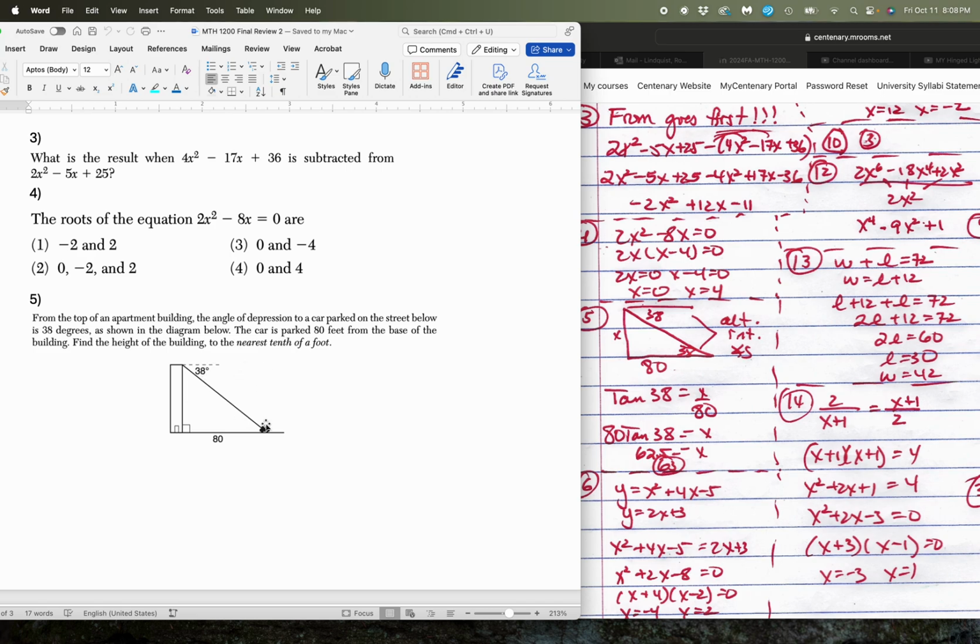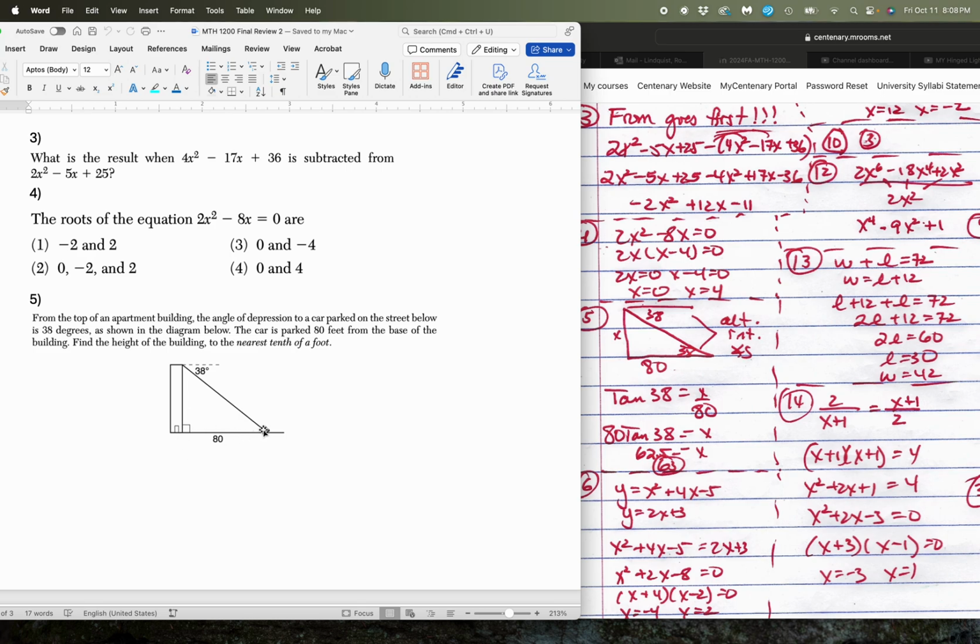Here's your diagram of the top of the building. This angle of depression, 38, alternate interior angles, also equals 38 down here. A car is parked 80 feet from the base of the building. Find the height of the building.